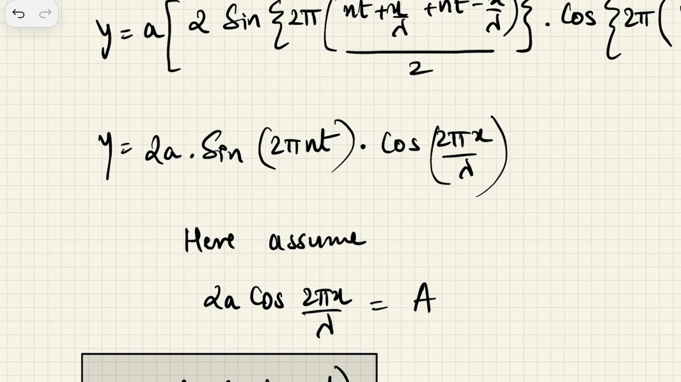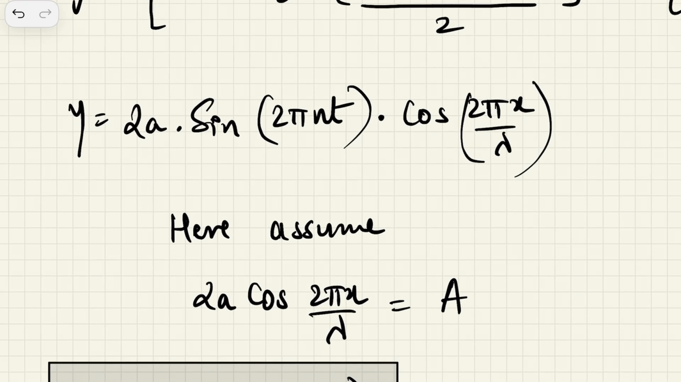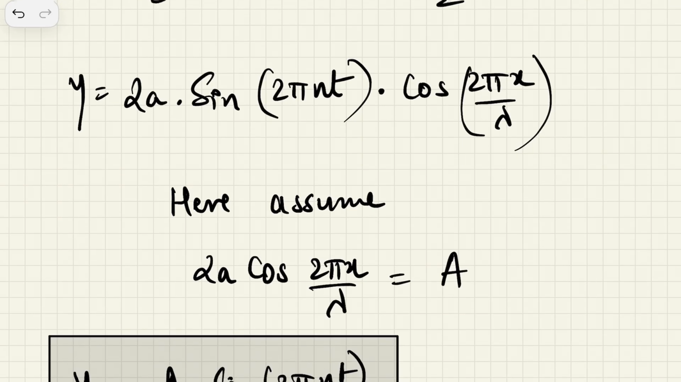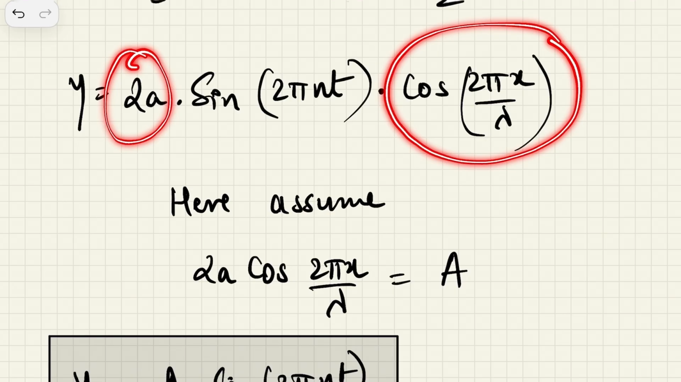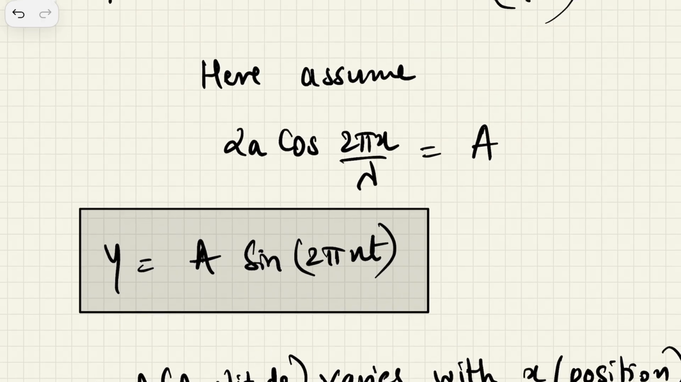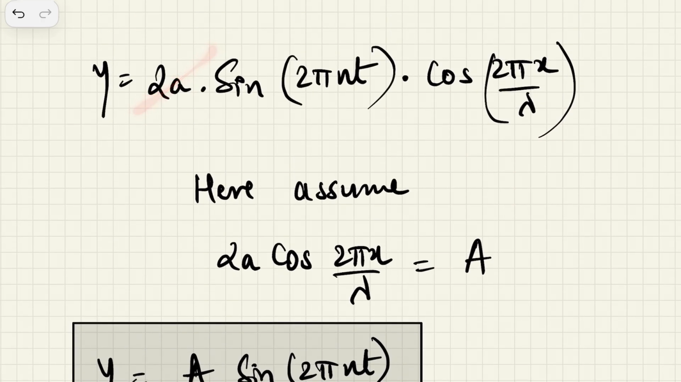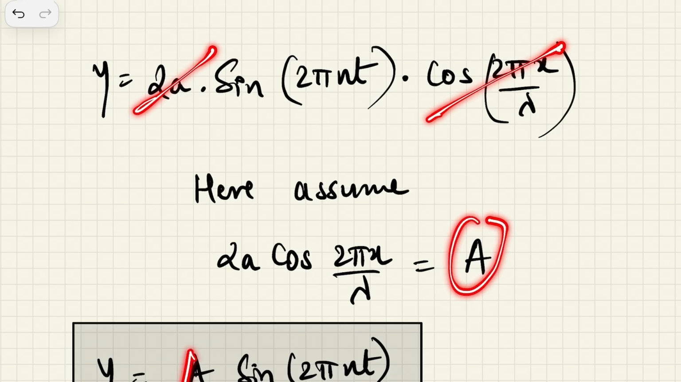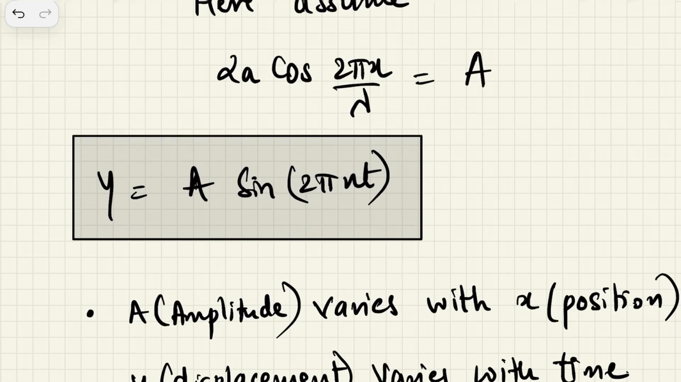So out of the entire derivation, I have just come to an equation in which we are getting a very small equation. Now here we are going to assume that this 2a and this cos of 2 pi x by lambda as A. So when we are assuming this as A, I'll just replace it: the 2a and cos of 2 pi x by lambda cancel off, and in place of that I get A, and sine of 2 pi nt remains as it is.